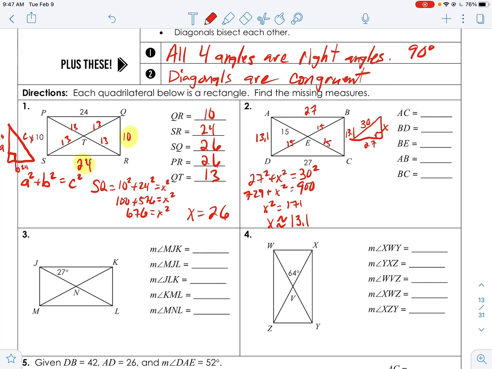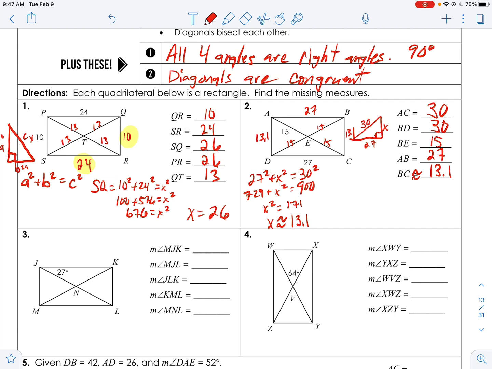So let's plug these in. A to C all the way across was 30. B to D all the way across was 30. B to E, the middle, was 15. A to B is 27, matches the bottom. And BC, we figured out, is about 13.1. It'd be better if it was squiggly.